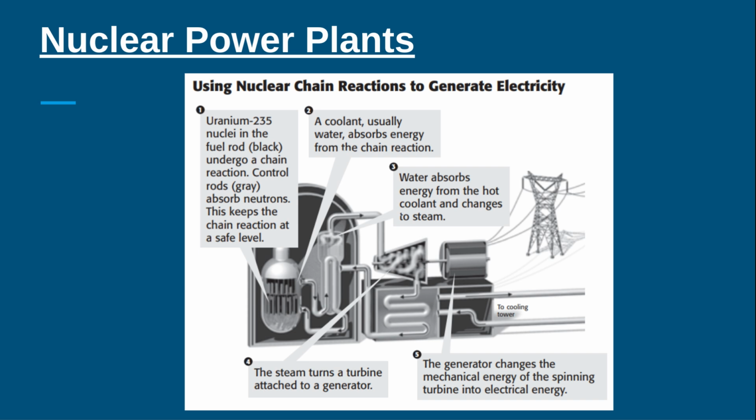And then we have a coolant, usually water, that absorbs the energy from the chain reactions. It changes that water to steam. The steam turns a turbine, which is attached to a generator, and the generator is going to take that energy, mechanical energy, kinetic energy of the spinning turbine, and turn it into electrical energy.